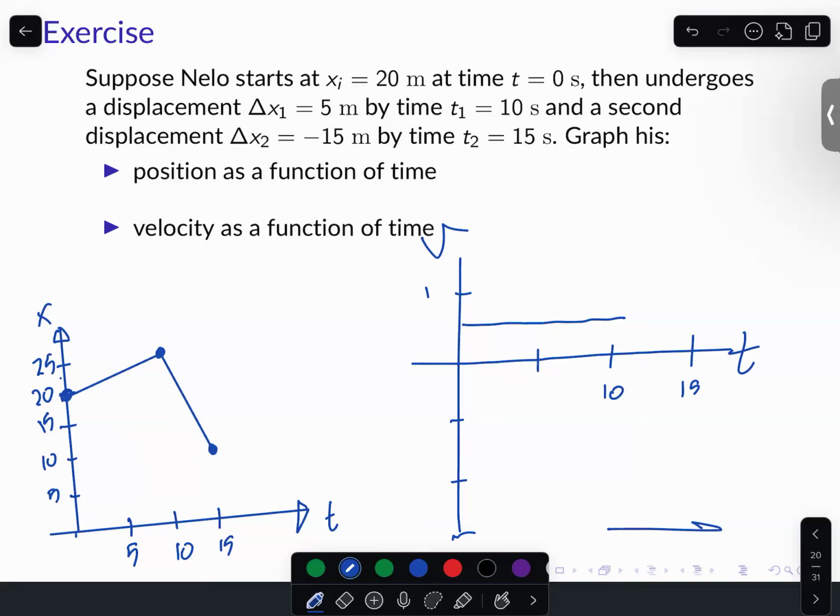Uh-huh. That's why I labeled this t and this v. Or time t, and yeah, good. Good. Yeah.